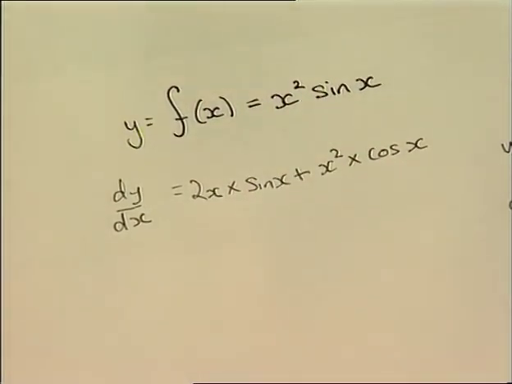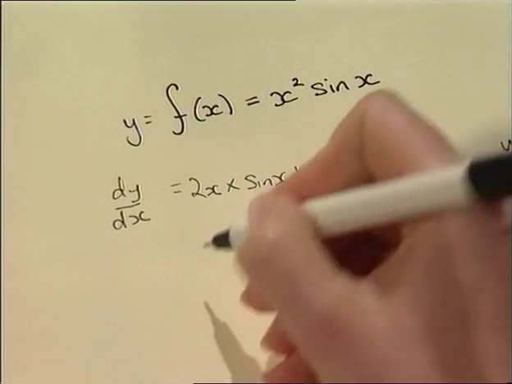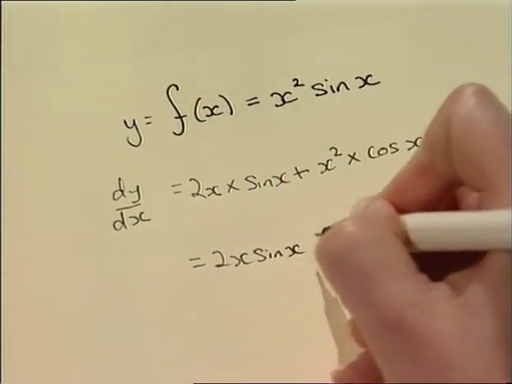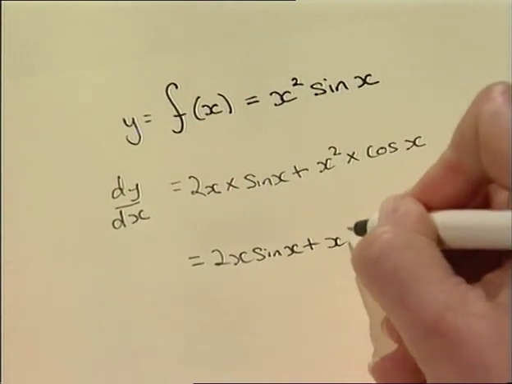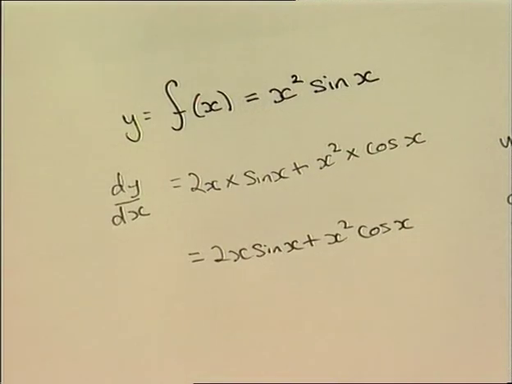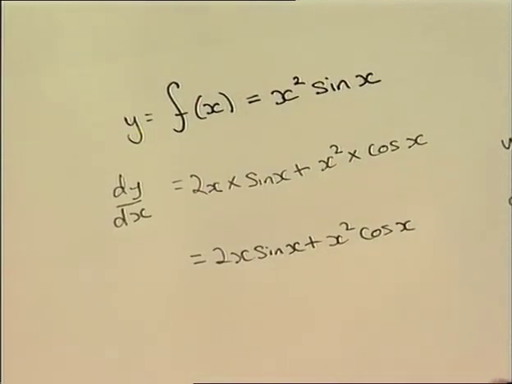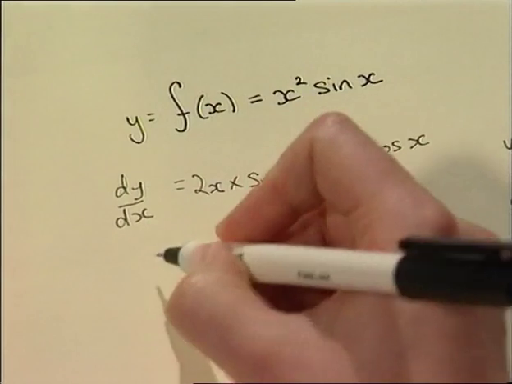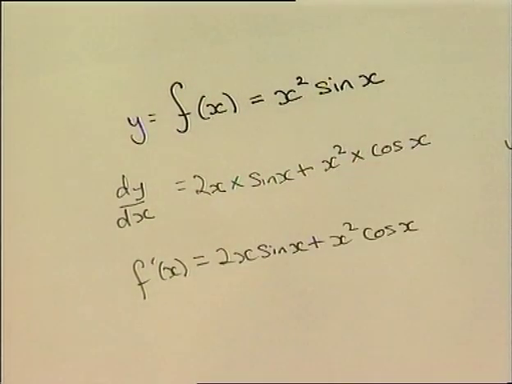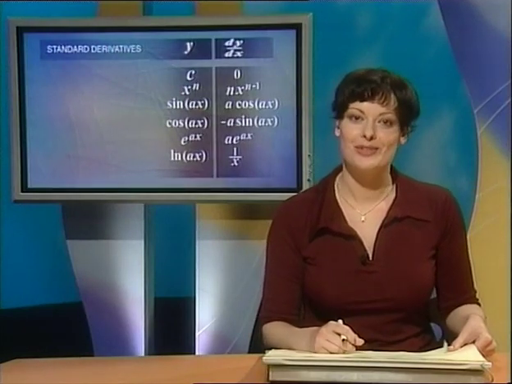Now it's just a matter of tidying this up a little bit. That will give me 2x sine x plus x squared cos x. And I want to express the answer in the same notation as the question was phrased in. So I'm going to write this as f dash of x. So that's the first problem solved. Now for the second.